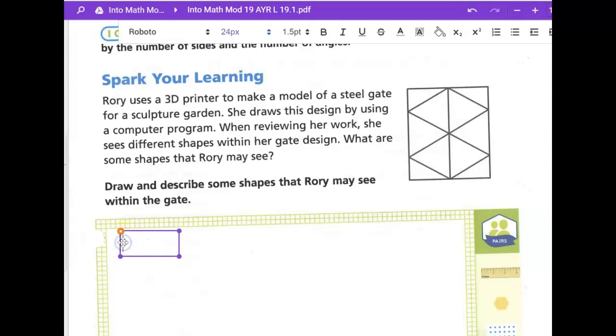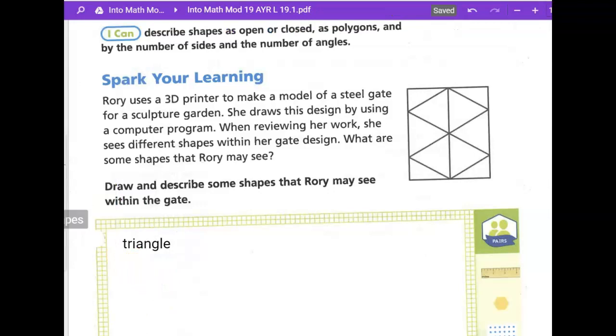Everybody write triangle. Triangle. And below that, you should draw a triangle. How many sides does a triangle have? 3. Okay. Like a perfect triangle. What other shape might you see?